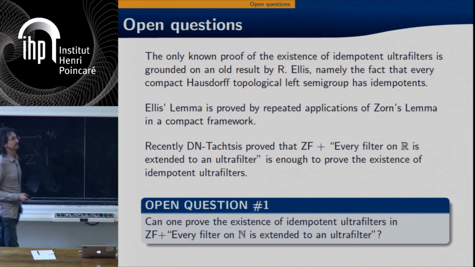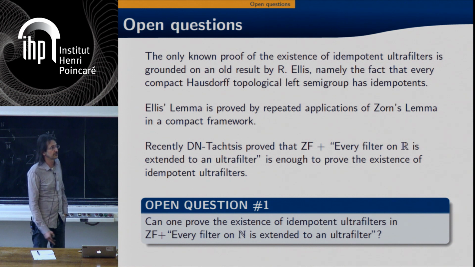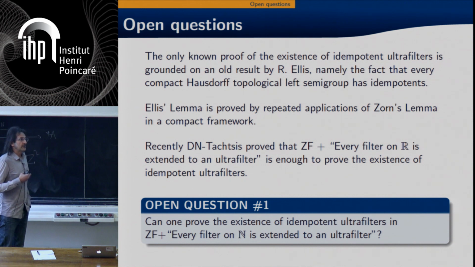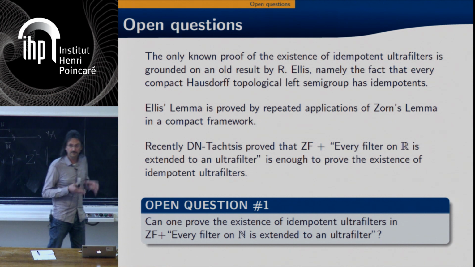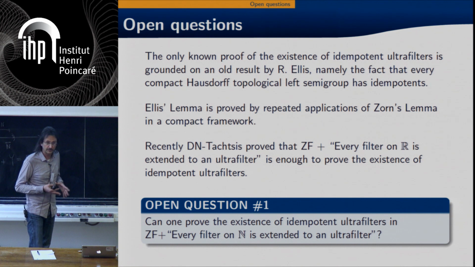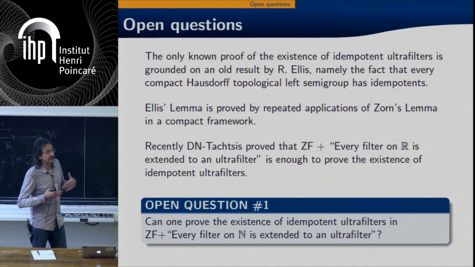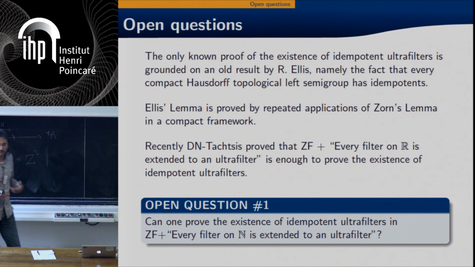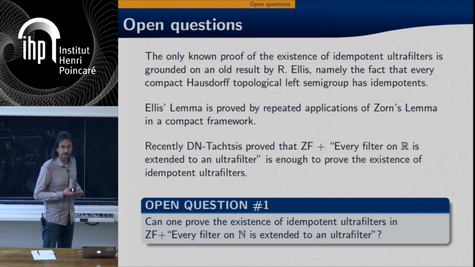The first one is about idempotent ultrafilters. They are central in several areas of combinatorics. The only known proof is by using Ellis lemma, which takes 2 applications of Zorn lemma. So the natural question is, is the axiom of choice really needed in its full power? And recently we proved that having the property that every filter on the continuum can be extended to an ultrafilter is enough to prove the existence of idempotents.